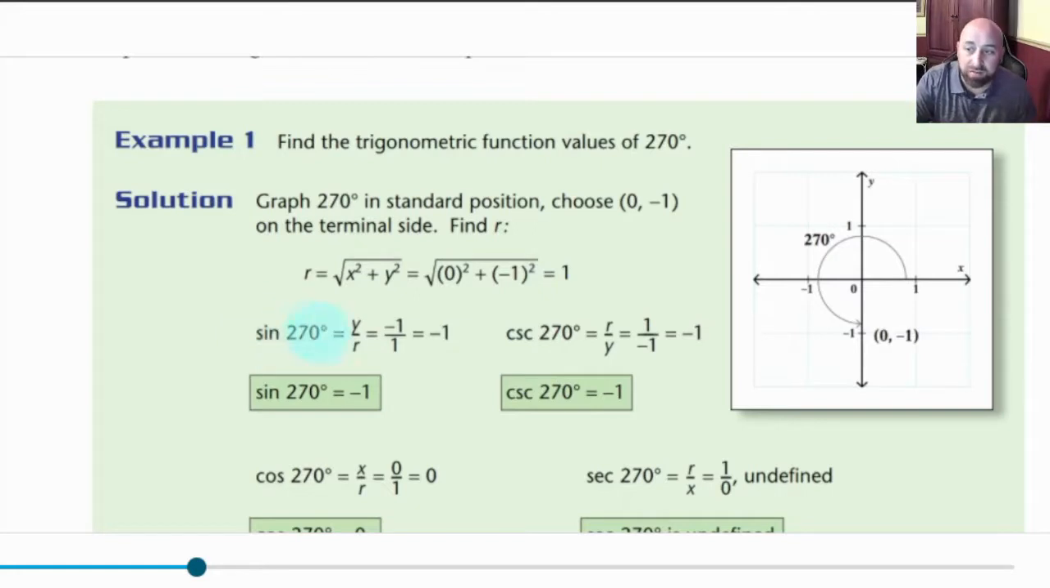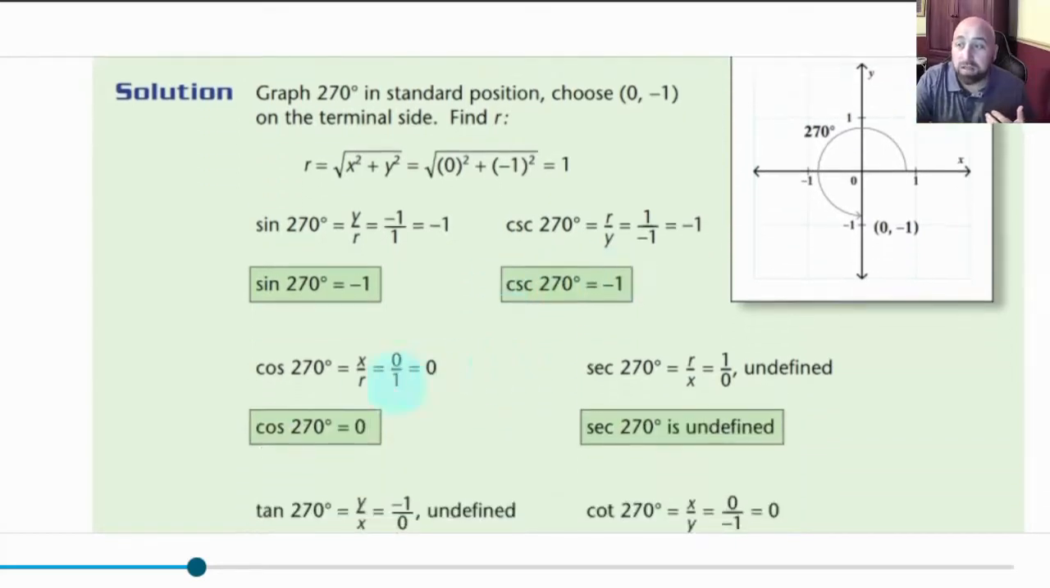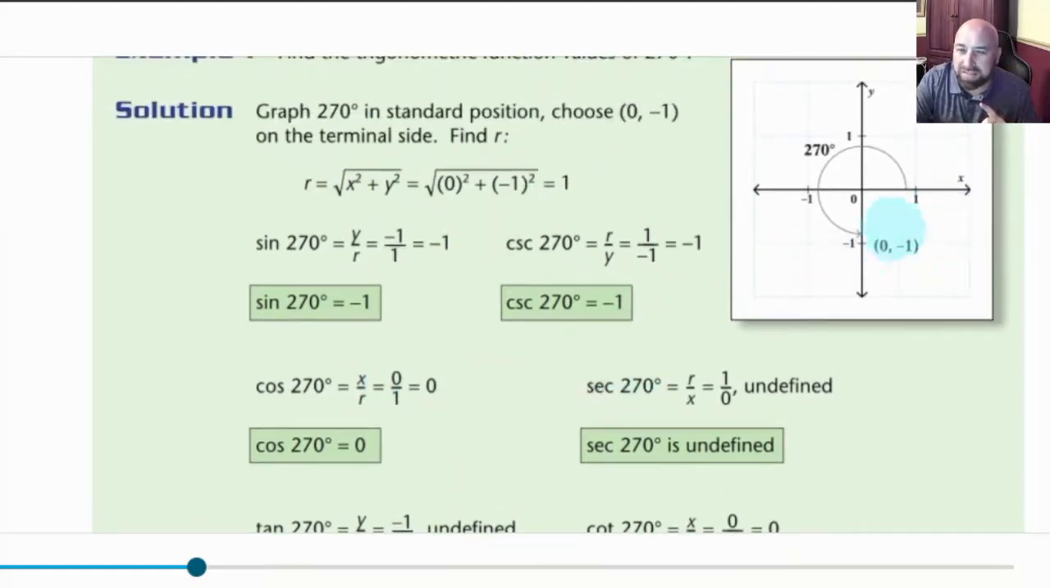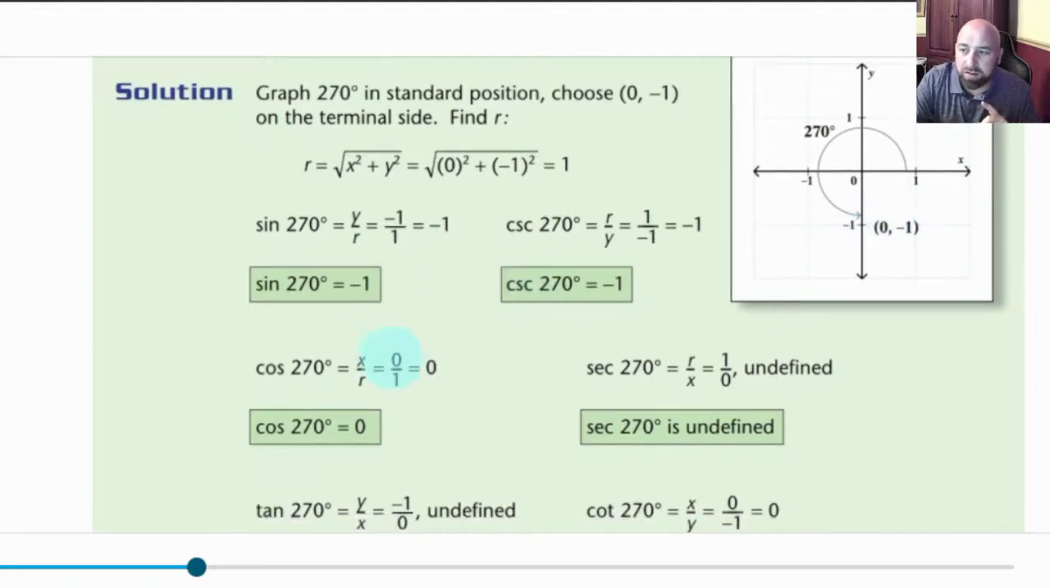So the sine of 270 is the y, which is -1, over the r, which is 1. That gives us a sine of -1. That would also give us a cosecant of -1 because we just flip that and we still have -1. We would get the cosine of 0. Now this is important to understand. Notice our 0 is the numerator. Where did we get 0 from? Well, 0 is the x number over here. So 0 is the numerator. So that means when you divide 0 by 1, you get 0.